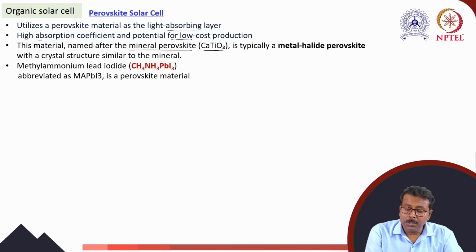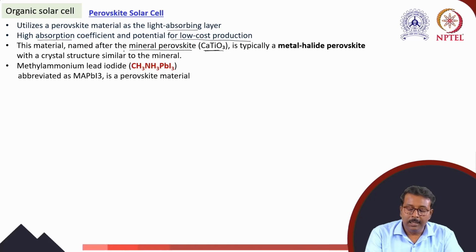Low cost production is also possible. Even at room temperature you can deposit it through a chemical process. So large area production is also feasible for this perovskite solar cell. It has all the advantages except one thing, that is its stability issue.